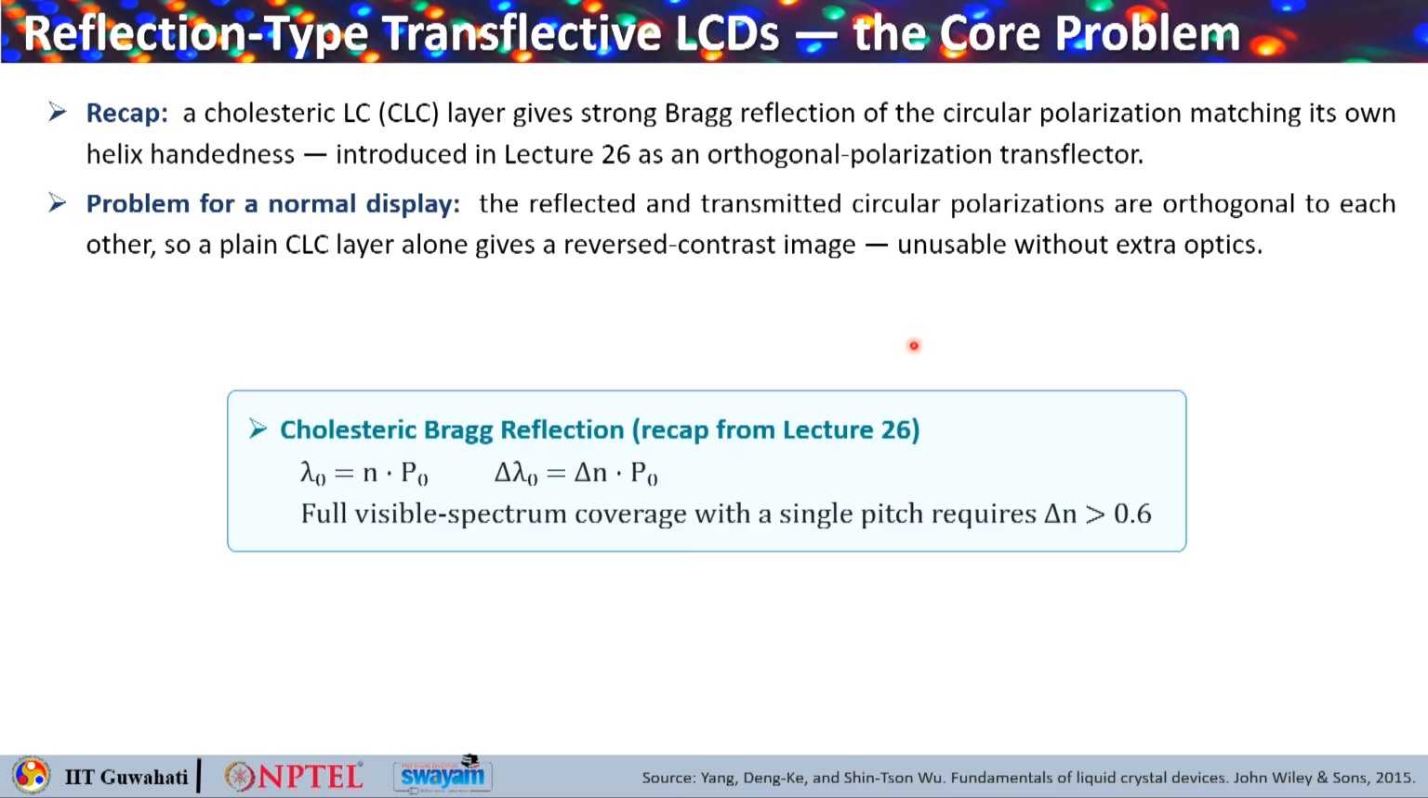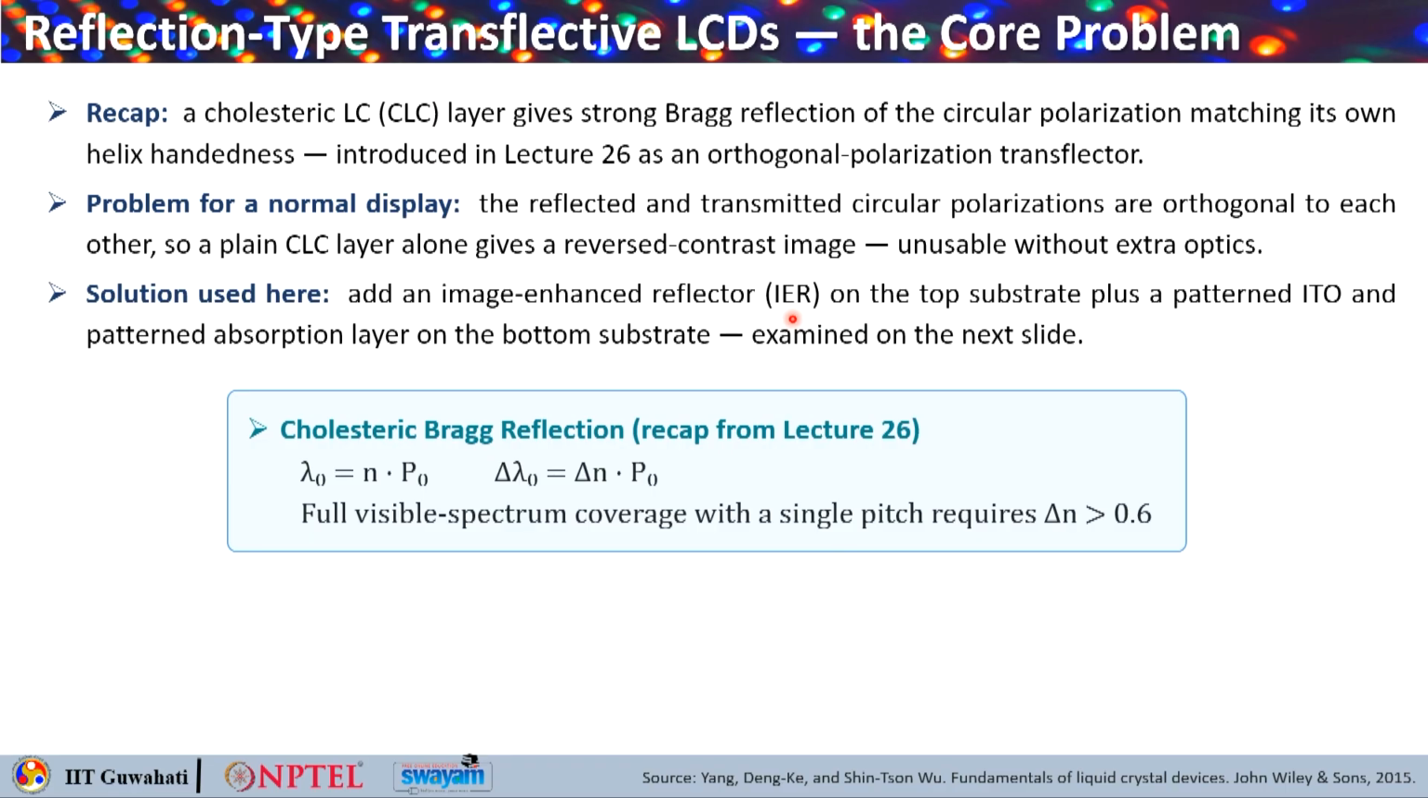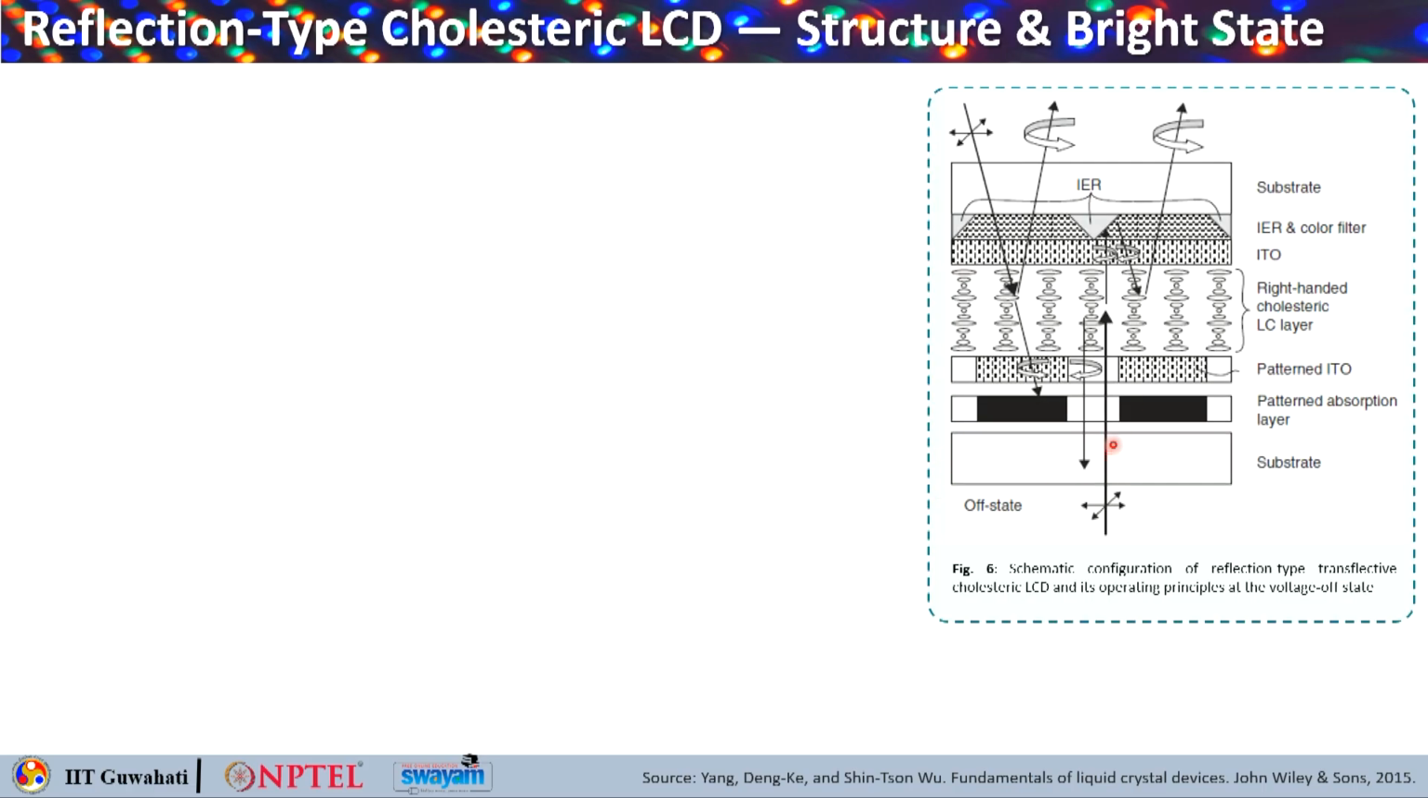Now what is the problem for a normal display? The reflected and the transmitted circular polarizations are orthogonal to each other. So a plain cholesteric liquid crystal layer alone will give you a reversed contrast image. These are basically unusable without extra optical components. So what is the solution used here? You can add an image enhanced reflector, IER, on top of the top substrate, plus a patterned ITO and patterned absorption layer on the bottom substrate. Let us see this in the next slide.